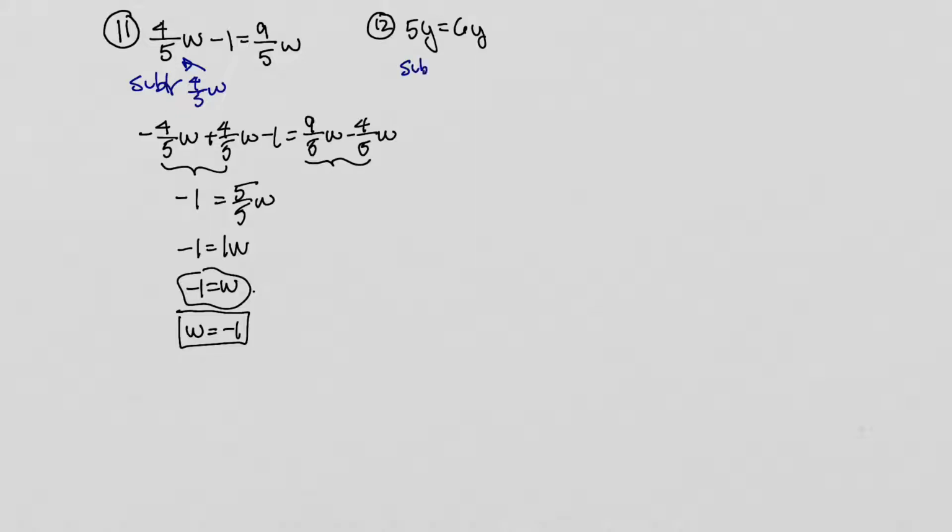We are going to subtract 5y's. It'll look like this. 5y and then minus 5y equals 6y minus 5y. 5y minus 5y is 0 equals, and then if you take 6y's, subtract 5 of them, there's only 1 left, so y is equal to 0.